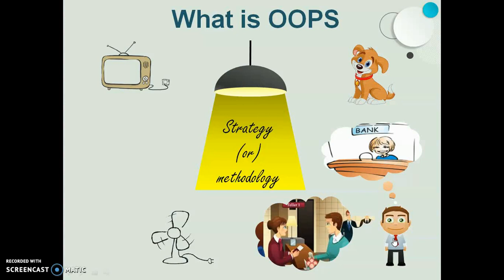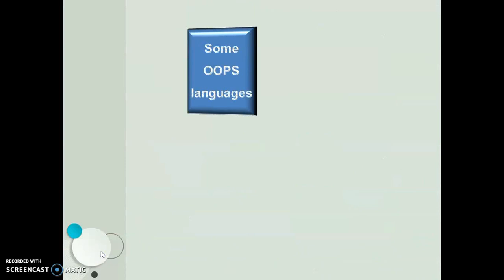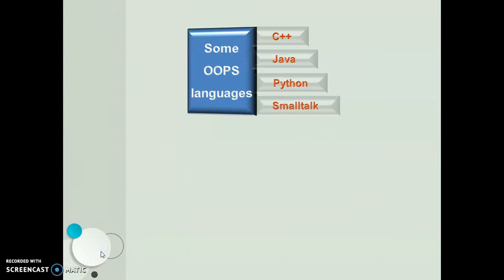Apart from human, if we want to model any gadget like a fan, or an aircraft control system, for example, in an aircraft control system an engine can be modeled as an object. So these are all some of the examples. This bank customer, this bank employee, this engine, these are all some of the programming examples in which a real-world concept can be modeled as an object. Okay. Some OOPS languages are C++, Java, Python, Smalltalk, etc.